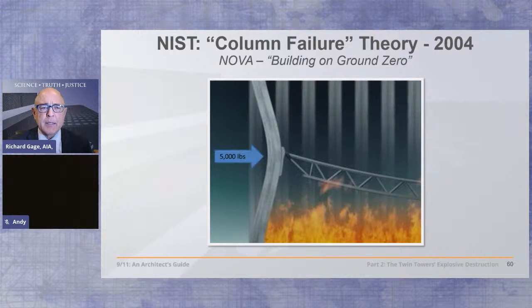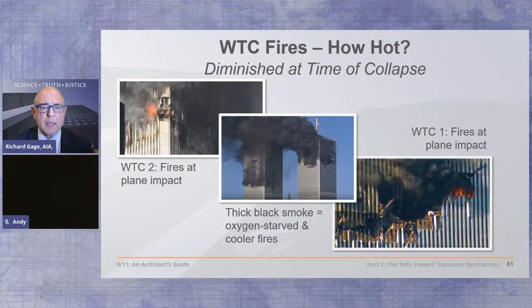So NIST, in their computer model, imposed a 5,000-pound artificial load on every column all the way around the building, forcing them to fail so that they could get their initiation of failure through the column failure theory. So we will be exposing the frauds of NIST here one at a time, beginning with the fire itself.